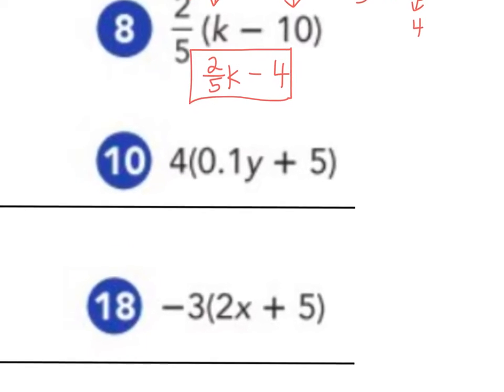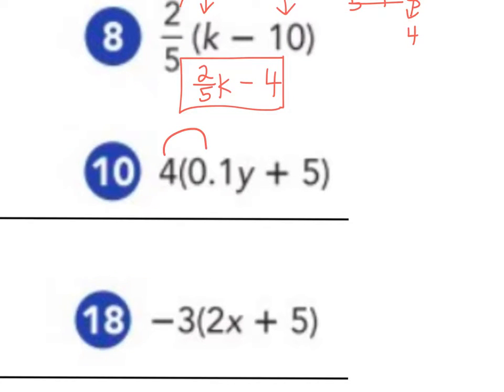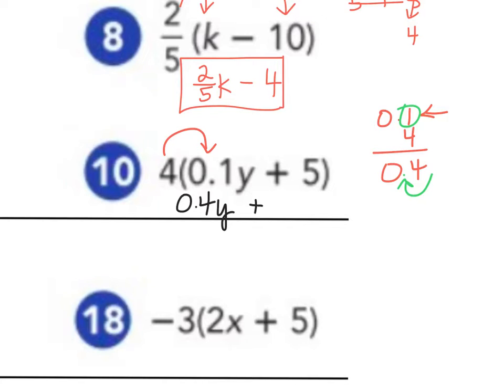Okay. 4 times 0.1. So I'm going to go 0.1 times 4. I like to put the number with 2 digits on top. So that's 4 and 0. 1 place after the decimal, move it over 1. So this first value is going to be 0.4y. Bring down the plus. And 4 times 5 is 20. Final simplified expression.